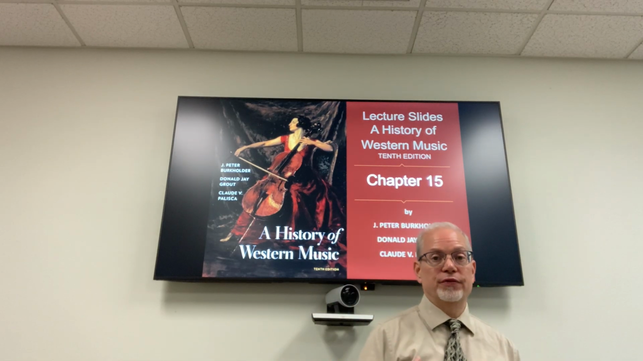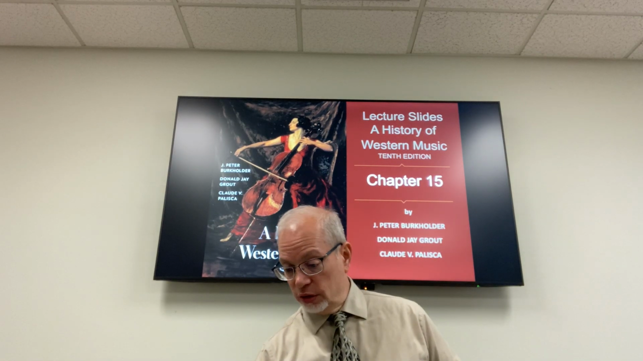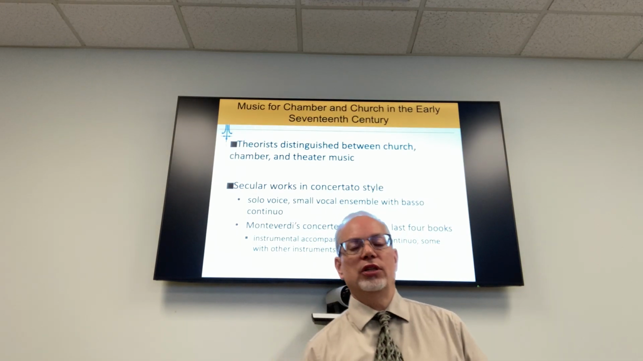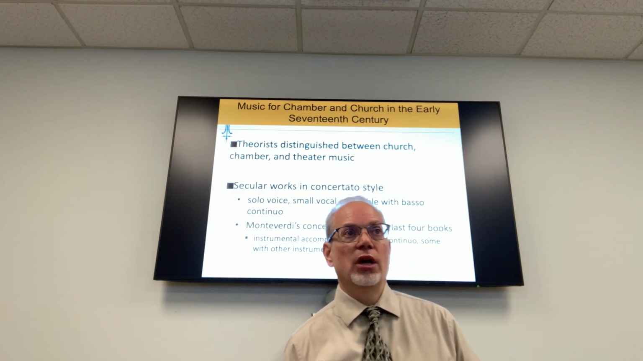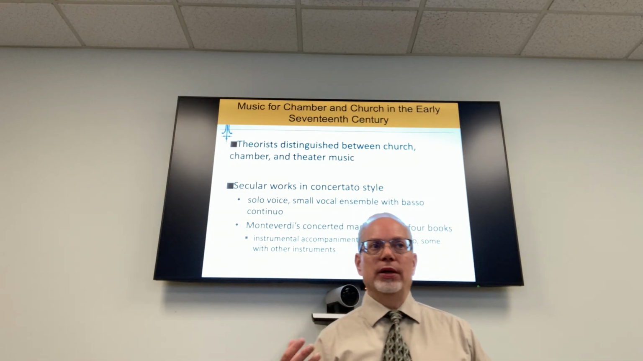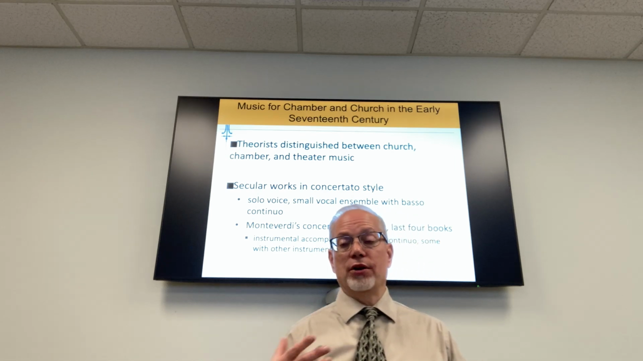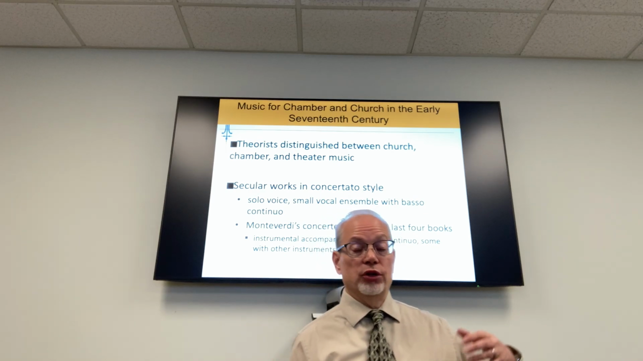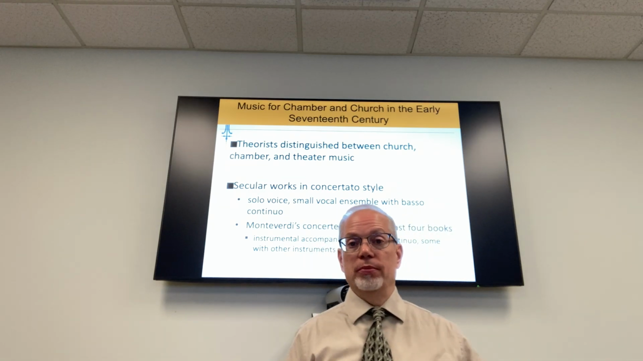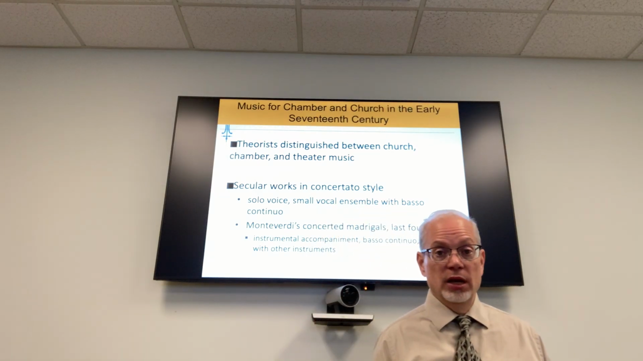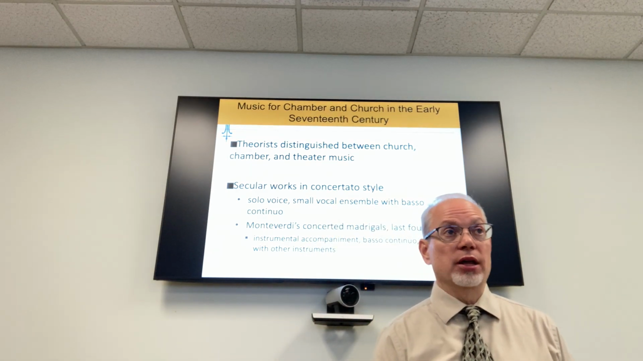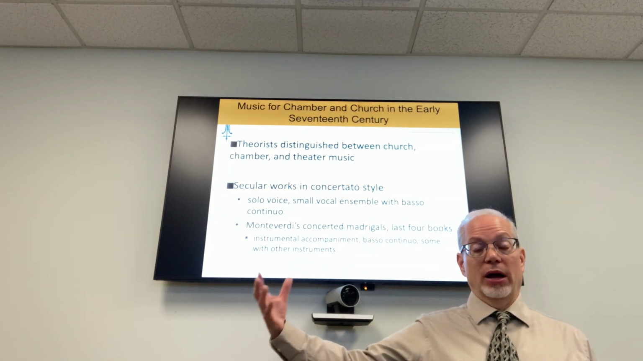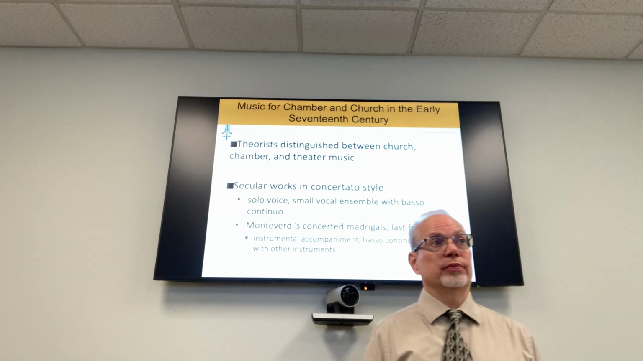So we're starting with chapter 15 now, which is from the Baroque era, specifically music for chamber and church in the early 17th century, in other words, the 1600s. As we look at the way we categorize music, they would distinguish between music for the church, music for chamber, in other words, music written to be performed in the estates of the nobility, small rooms for small audiences, and theater music. Opera specifically is a theater music.